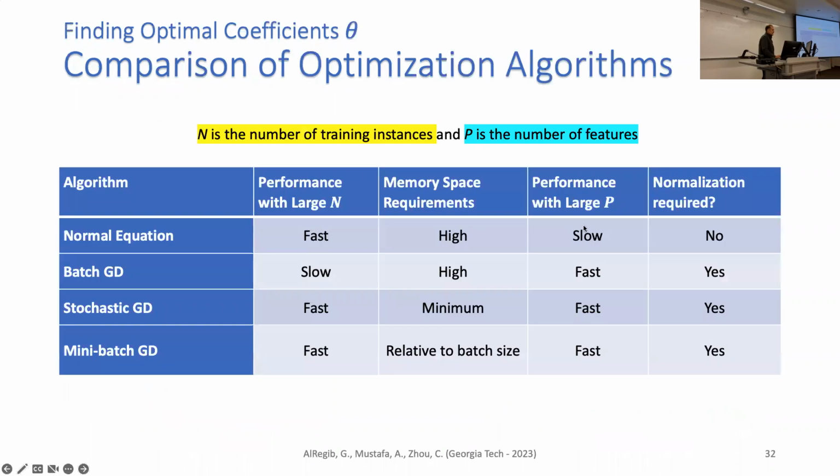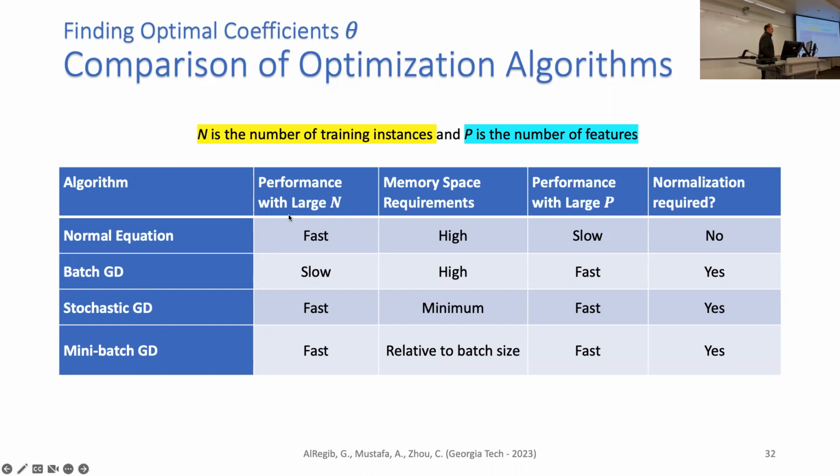So this summarizes what we have learned so far: normal equations, batch gradient descent, stochastic gradient descent, and mini batch gradient descent. Now I have performance with large N, memory space requirements, performance with a large feature vector capital P, and whether we need normalization. The only ones that don't need normalization are normal equations, because even if you do normalization, you have x transpose times x anyway, so it doesn't matter there.